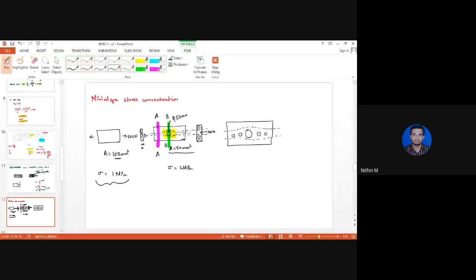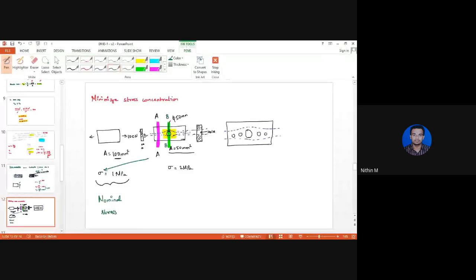Now this stress, the magnitude of stress, we call it nominal stress. How do we define nominal stress? Nominal stress is defined as that value of stress where there is no change in cross section. This particular value of stress is nominal stress.